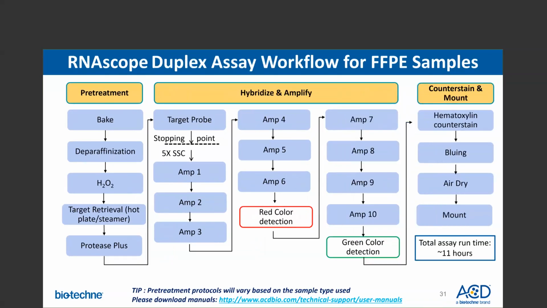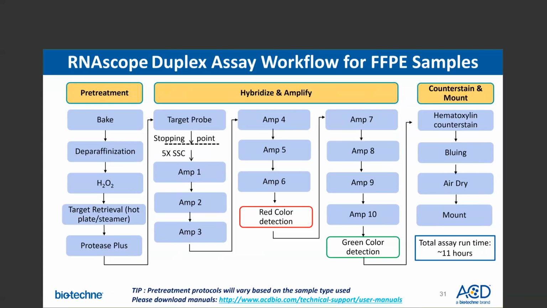Shown on this slide is the RNAscope Duplex assay workflow for FFPE samples. Again, the pretreatment part remains the same as for the singleplex assay. After the pretreatment, you hybridize with the Duplex probes, and then you would do a series of amplification steps, followed by the red color detection, and another series of amplification steps, followed by the green color or the green chromogen detection to detect the second mRNA. And then finally, you will counterstain and mount the slides. The total assay run time for the Duplex assay is roughly 11 hours.